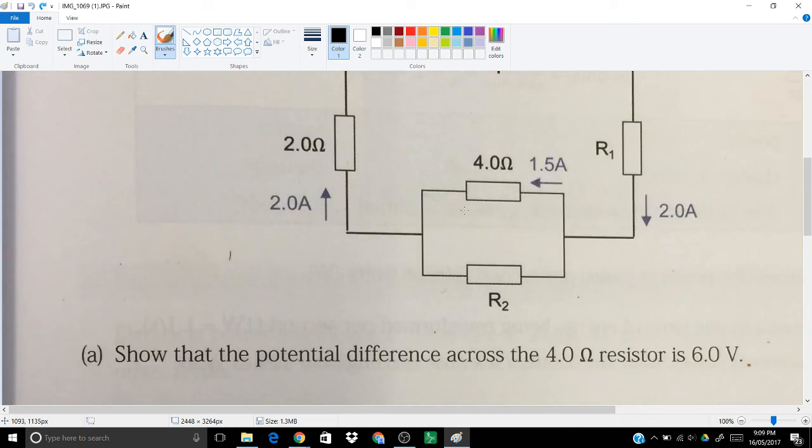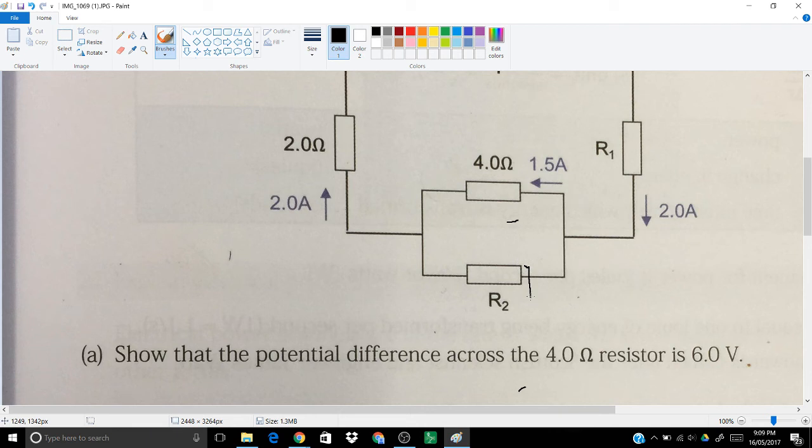Show the potential difference across the 4 ohm resistor is 6 volts. So we've got 4 ohms, and we've got 1.5 amperes of current going through this section.